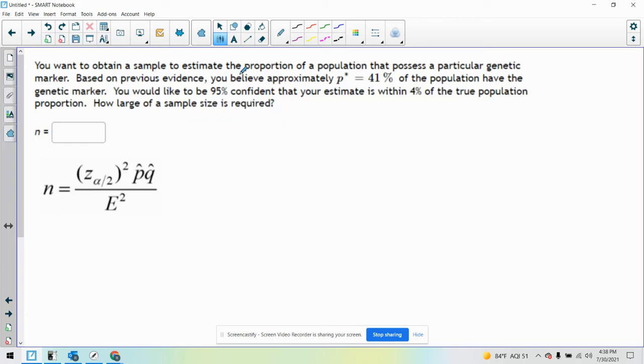Okay, so here's the question. It says you want to obtain a sample to estimate the proportion of a population. There are three different formulas you can use depending on what you're trying to find. If you're trying to estimate a mean and you know sigma, the population standard deviation, you're going to use one formula. If you're trying to estimate the mean and you don't know sigma, you're going to use a second. And if you're looking to estimate a proportion, then you're going to use this formula.